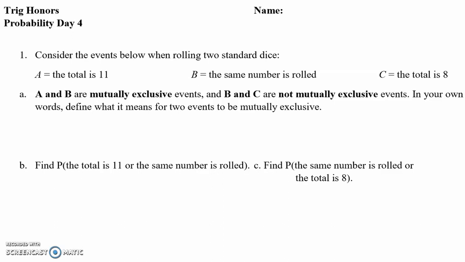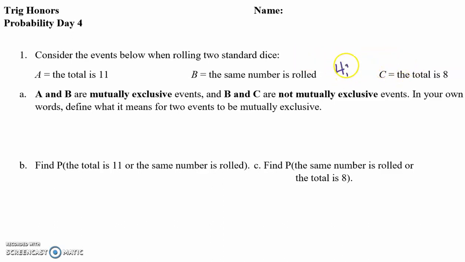Day 4. Consider the events A and B are mutually exclusive, are not mutually exclusive events. In your own words, define what it means for two of them to be mutually exclusive. So B and C have something in common.